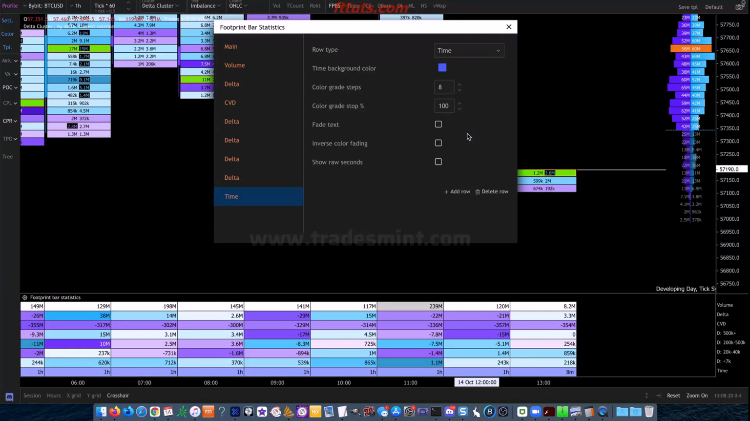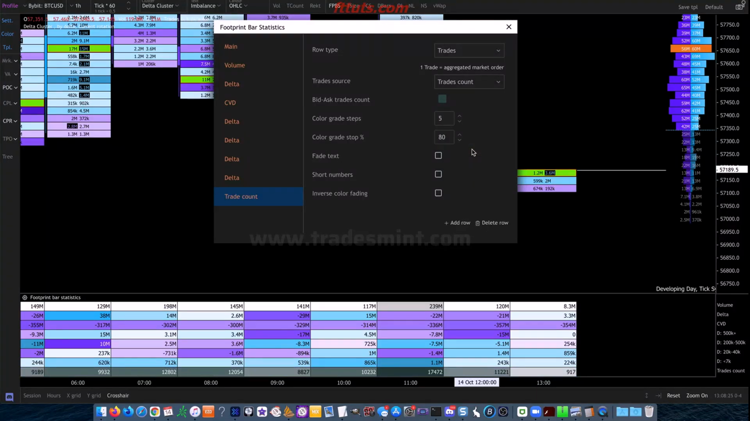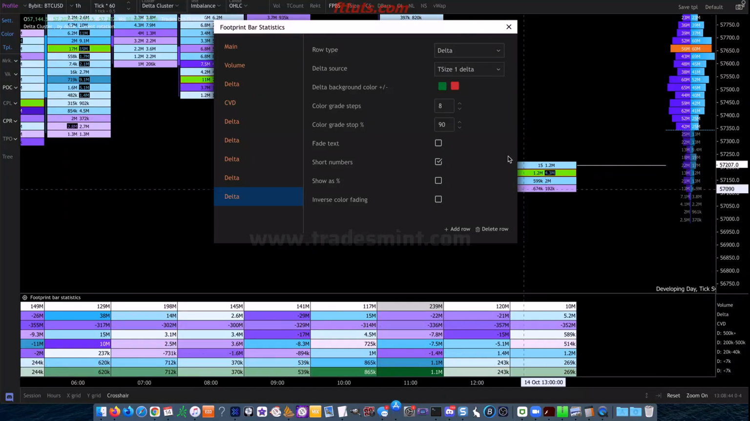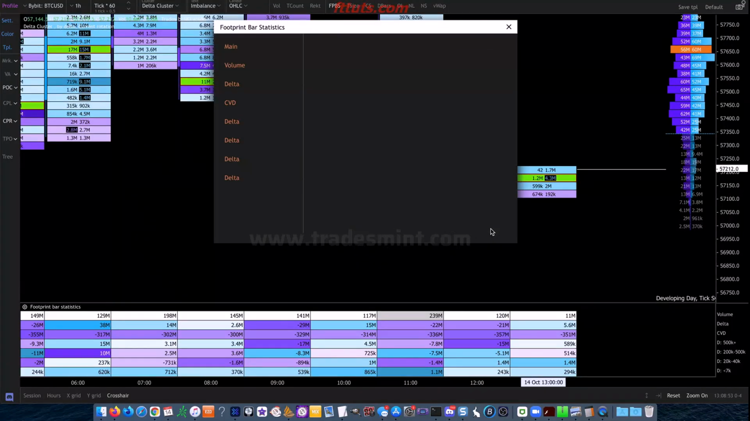You could do the time, right? You could do the trades. So I like to use just volume and delta and CVD. And if you click on delta, now you can go to the delta source, and basically the lower the T size delta is, the smaller the order size will be. So T size 1 is less than $7,000 trade size. T size 7 is greater than $500,000 trade size. Okay, so that's kind of how you're going to set this up here.